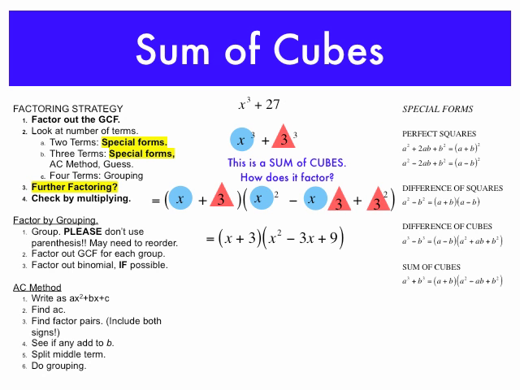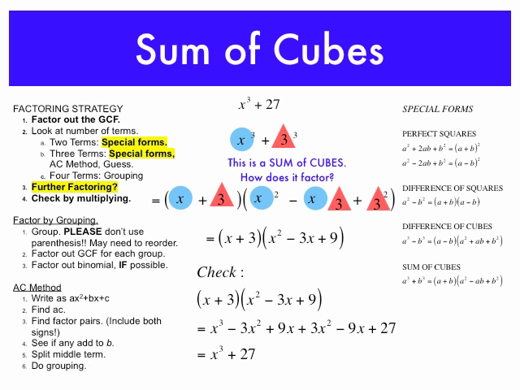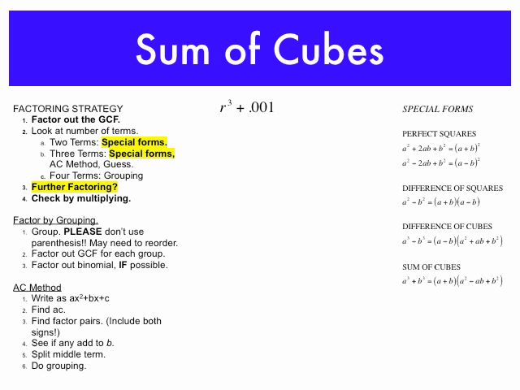So I have X plus 3 times X squared minus 3X plus 9. And I would check, just using FOIL or the vertical method, all my middle terms cancel, and I get X cubed plus 27, so it does work. How about R cubed plus 0.001? Is that a sum of cubes? Well, the R cubed is obviously cubed. What about 0.001? Think of that as 1 over 1,000.